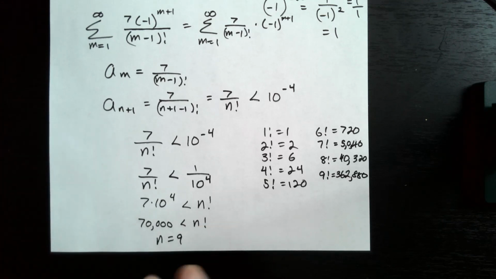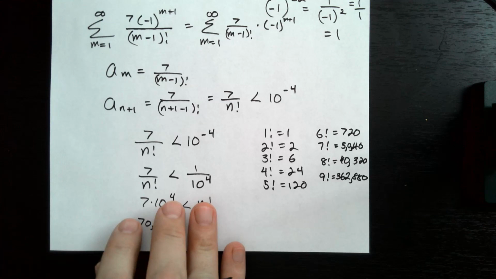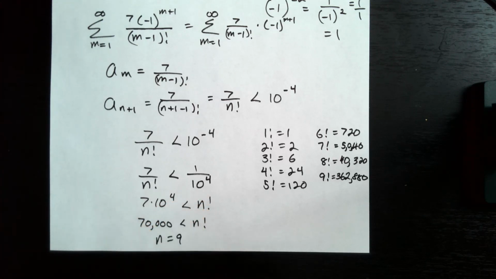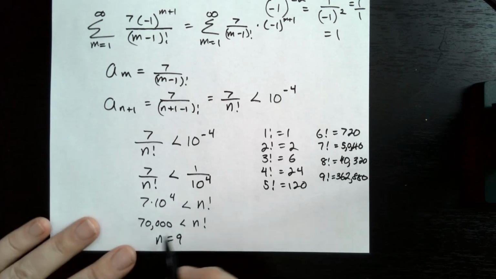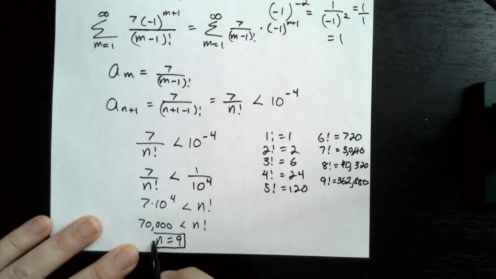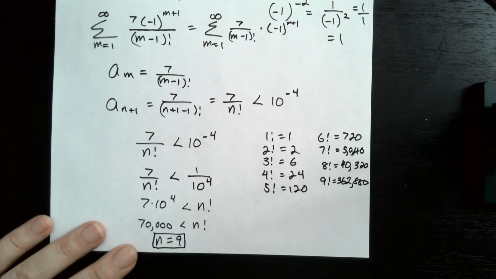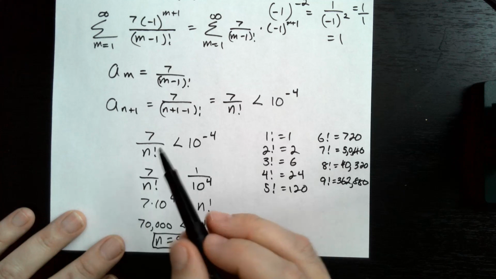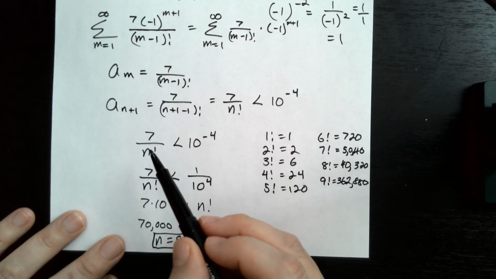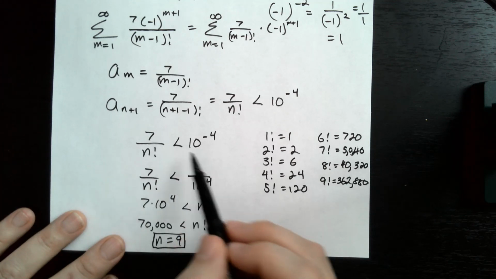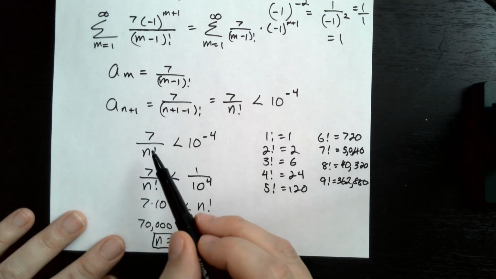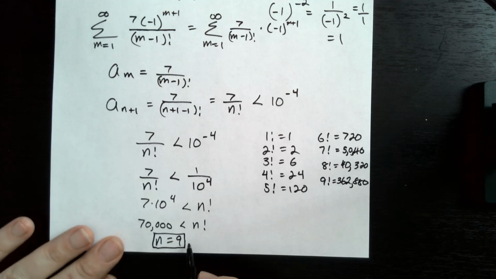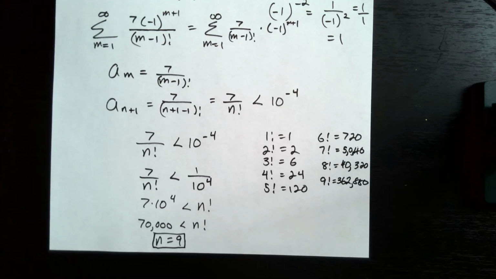So the original problem is asking how many terms of the following series must be summed to be sure that the remainder is less than 10 to the negative 4. Okay, so this solves that problem. We need 9 terms. If we have 9 terms, then the next term, if we plugged in a 10 right here, would be way less than 10 to the negative 4. 7 divided by 10 factorial is way less than 10 to the negative 4. So our answer is that it is 9 terms to get us the remainder we want.